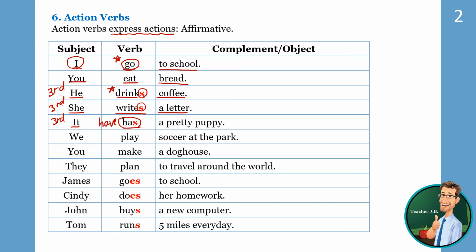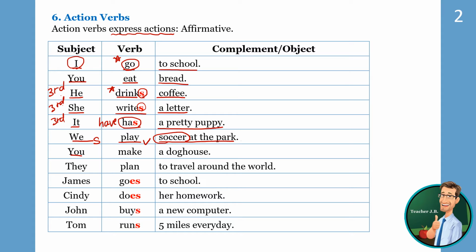So instead of have, we have has. Has is the verb here. It has a pretty puppy. So a pretty puppy is the object. We play soccer at the park. We play. We is the subject. Play is the verb. And soccer at the park. Soccer is an object, but the whole thing can be a complement.